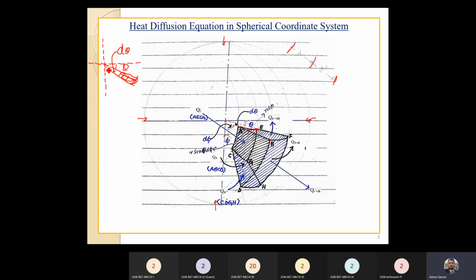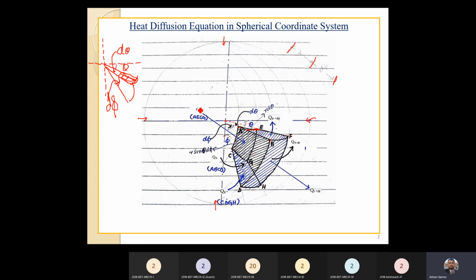Now just consider it. I am not showing the other side. I am just showing one side only, and this thickness is d phi. Okay, so now we have 6 surfaces, 6 sides: upper side, lower side, front side, back side, left side and right side. We need to calculate the heat transfer through all these 6 sides.